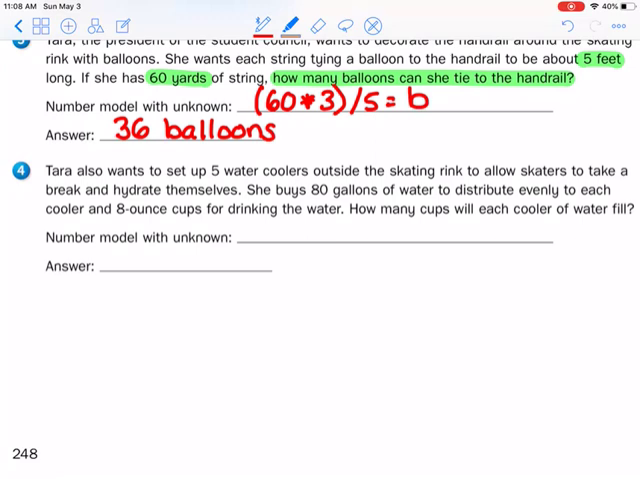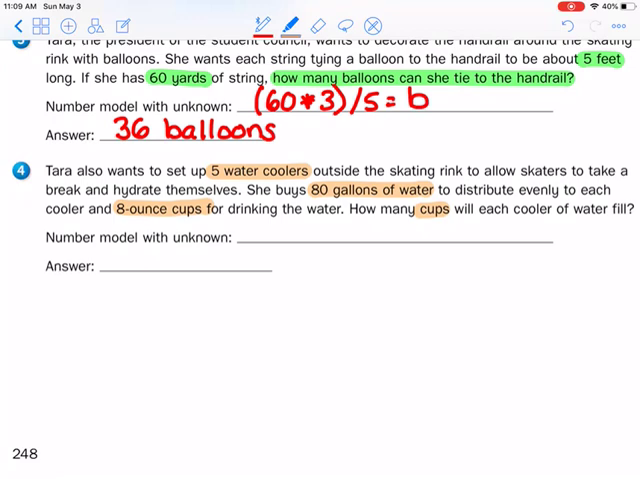So let's think of, what do we know? We know that Tara has 5 water coolers set up outside. So she has 5 groups. In each cooler, she can have 80 gallons of water to distribute evenly. She has 8-ounce drinking cups. So how many cups will she need to fill the cooler of water?